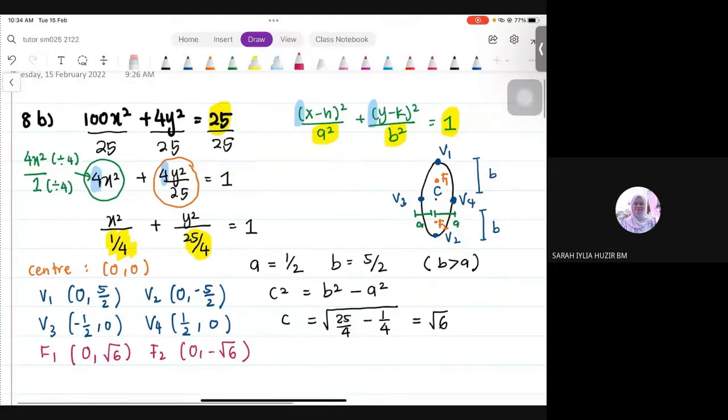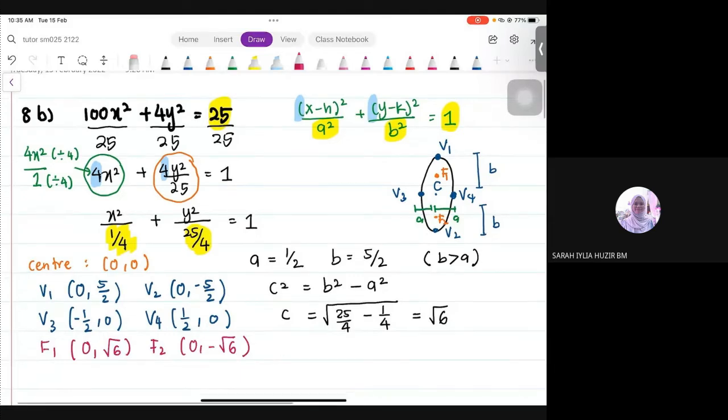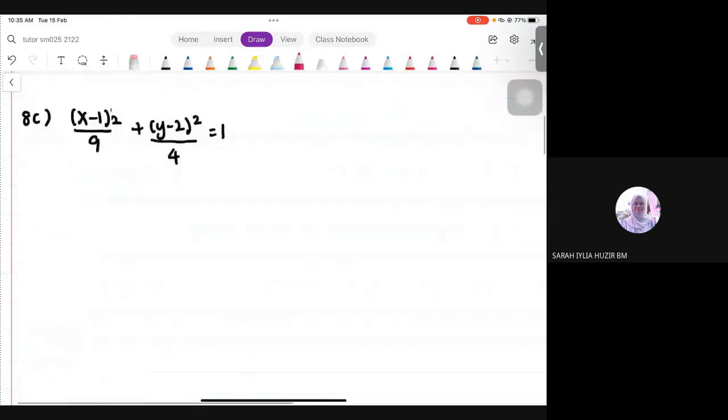Okay. Ini standard soalan untuk ellipse. Transform into standard equation and then find all 7 coordinates. Ellipse memang 7 coordinate. 1 center, 4 vertices, 2 foci. Cukup 7. Alright. Itu satu bentuk shape. Kita pergi another shape lah.